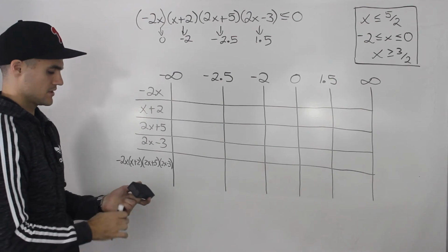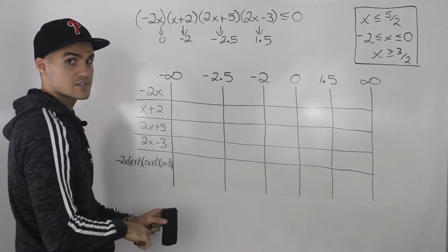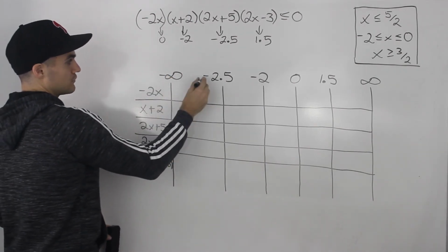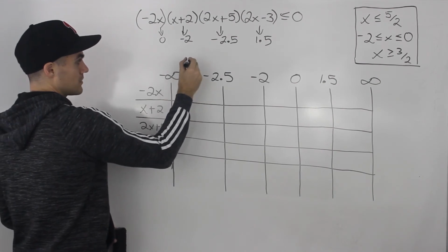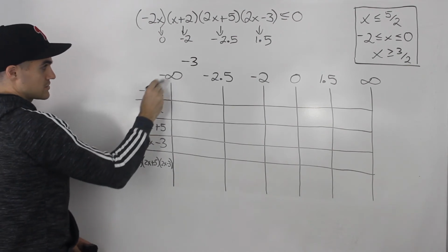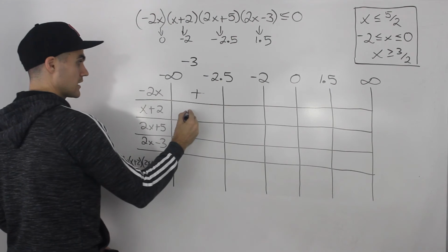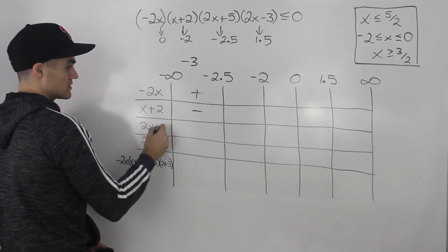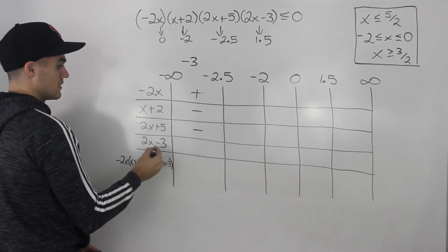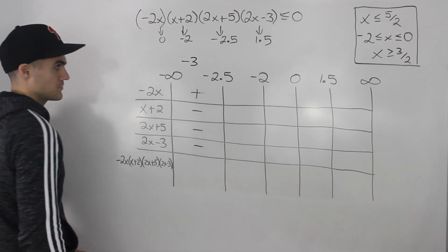So what you want to do is you want to take these intervals and you want to pick numbers in between them that we can plug into these factors. So between negative infinity and negative 2.5, let's pick maybe negative 3. So if I plug in negative 3 for all these factors, negative 3 times negative 2, that gives us positive 6. Negative 3 plus 2, negative 1, that's a negative number. This would be a negative 1. That would be a negative number. This would be a negative 9. That would be a negative number as well.